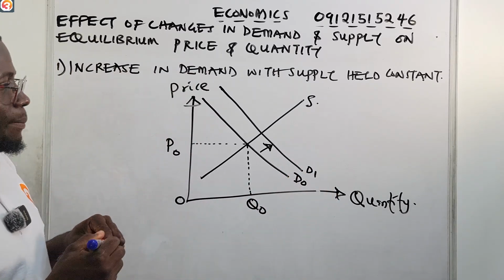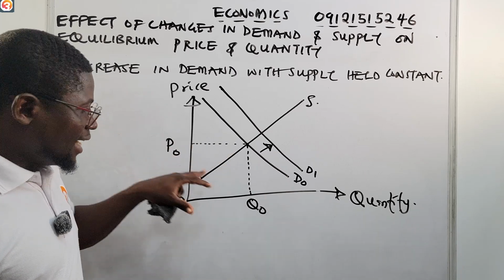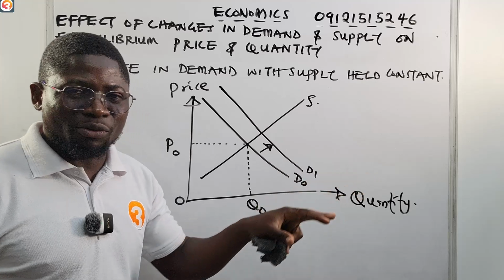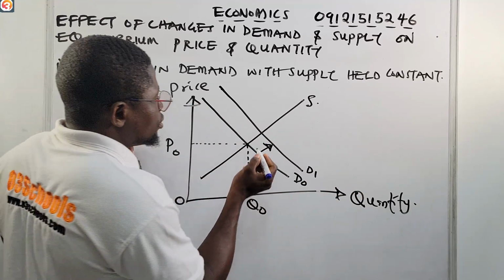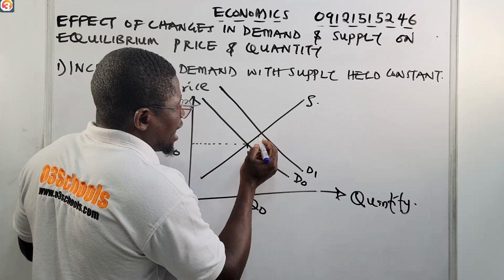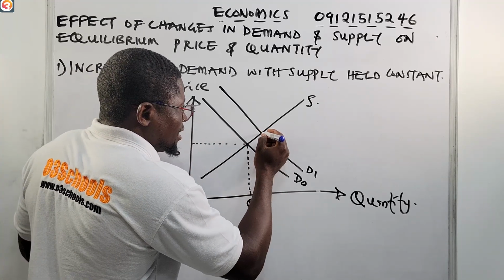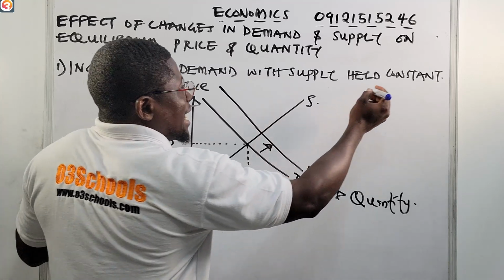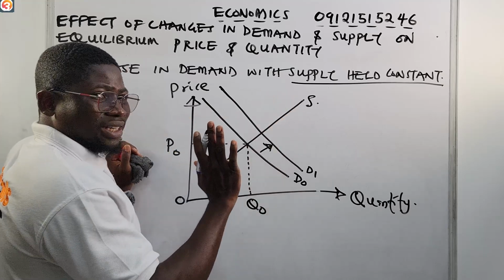Now what happens to equilibrium price and equilibrium quantity once there's an increase in demand? If you see now, we cannot trace our new price and our new quantity. This is now the new equilibrium point with the supply curve, because supply is held constant. Supply does not change.